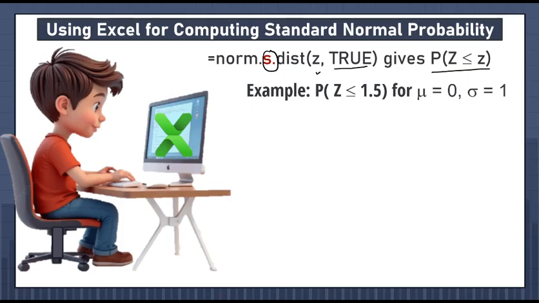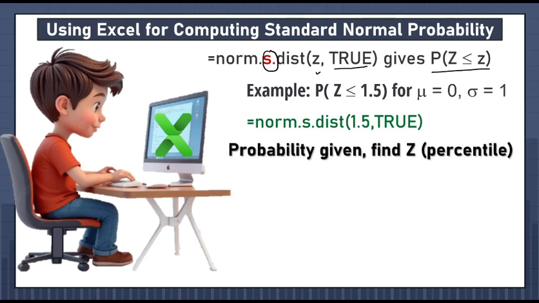So that is not used in any type of probability computation in normal distribution. Rather, we require the cumulative probabilities from one point to another. So this is how it works. Then here we take an example where we want the z value less than or equal to 1.5. So in place of z, we write 1.5 and then we write true. And the probability is given.